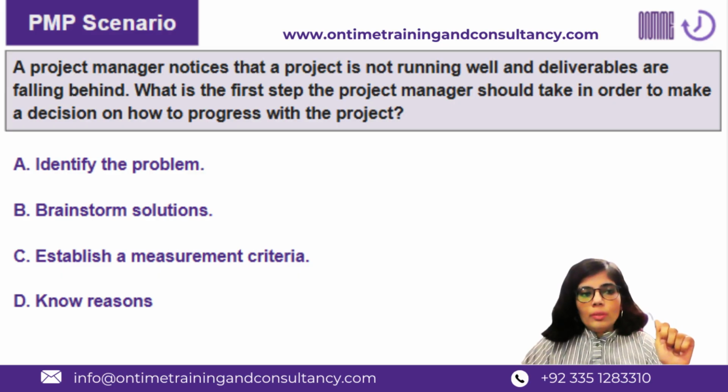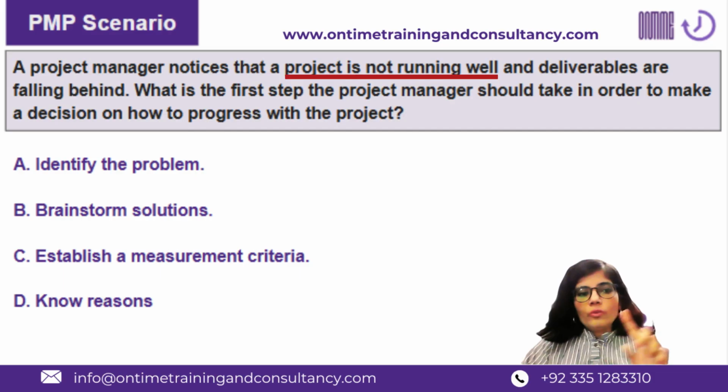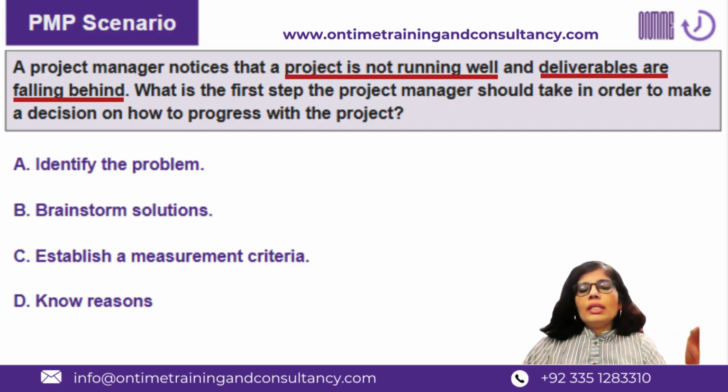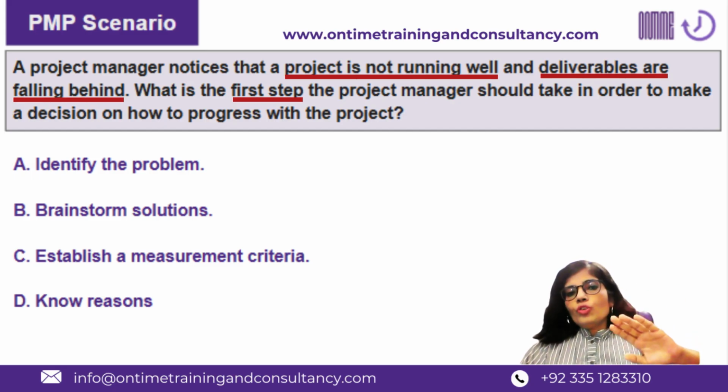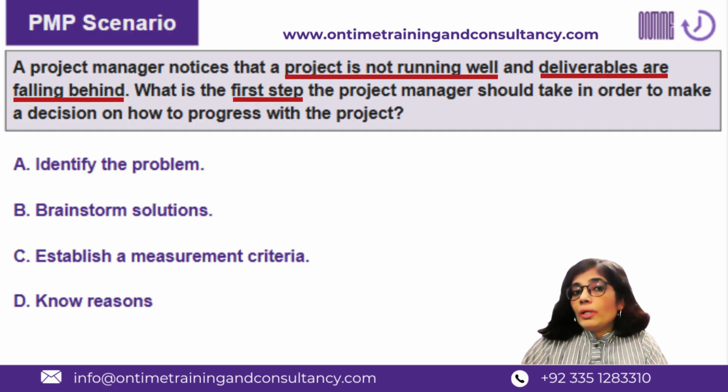Now let's talk about this particular situation. A project manager notices that a project is not running well and deliverables are falling behind. So this is clearly a problem at hand. What is the first step the project manager should take in order to make a decision on how to progress with the project? The next line is asking about what the project manager should be doing to deal with the situation. So clearly the question is asking about the final step, the action step, but the question is actually talking about the very first thing to do to get to the action step, right?